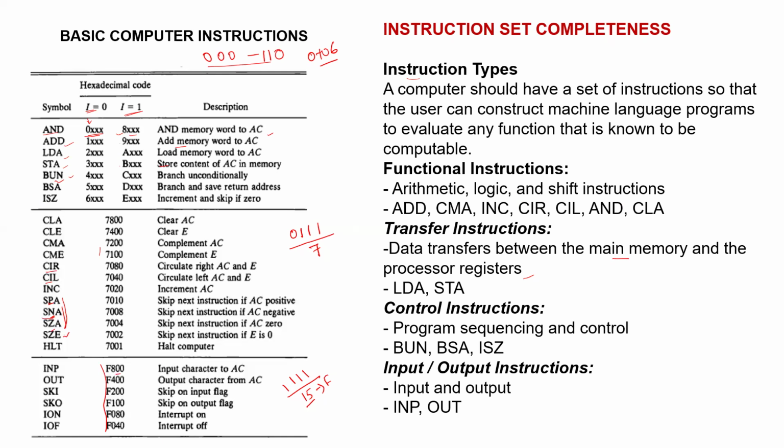In the case of memory reference, the 15th bit can be 0 or 1. On the basis of that, you are going to see whether it is direct or indirect. In the case of register reference, the 15th bit is compulsorily 0 and the opcode is 111. In the case of input output, the 15th bit is 1 and the opcode is 111. Like this, we are going to see which type of instruction we are using.